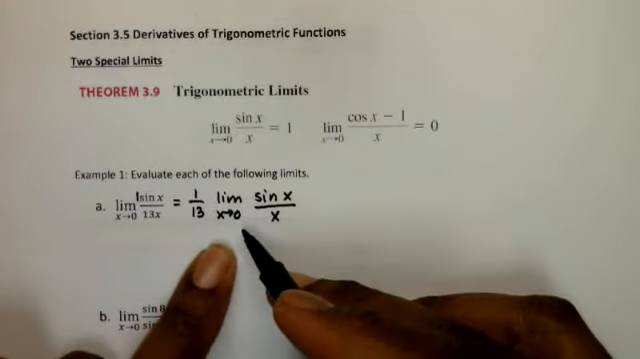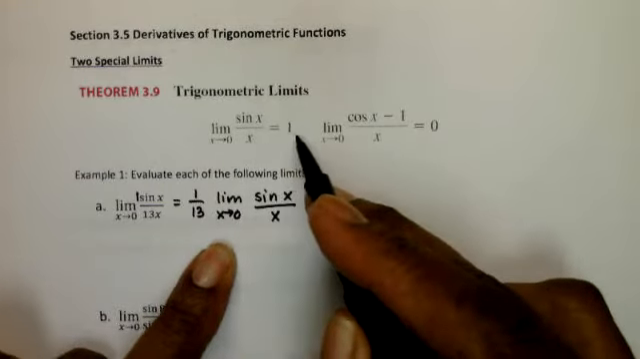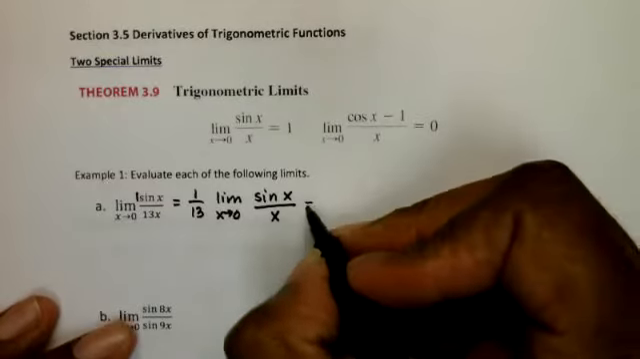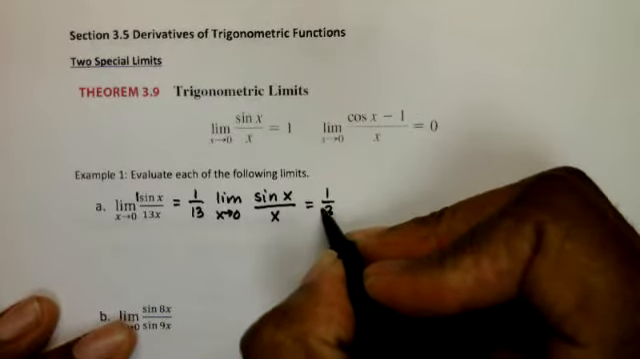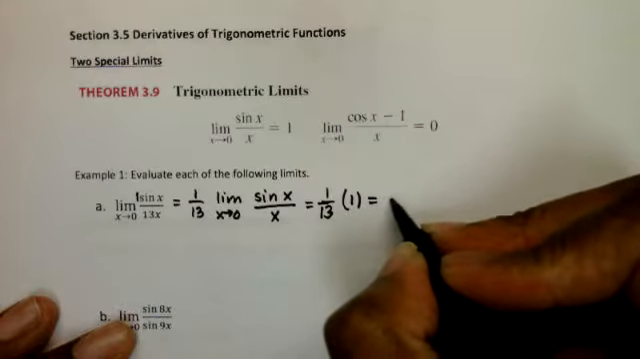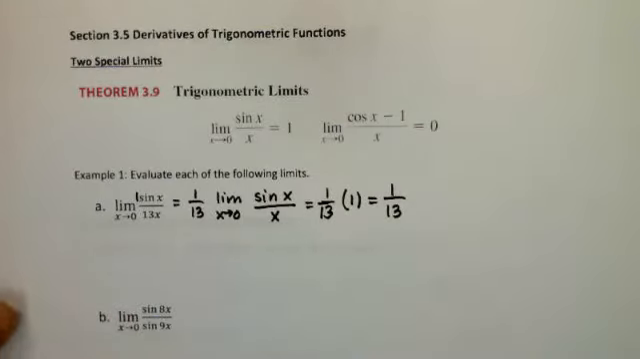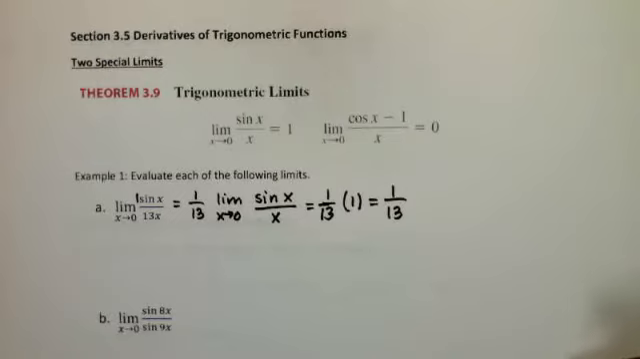And that limit as x approaches 0 of sine x divided by x is this right here, and it equals 1. So I have the 1/13 times 1, which ends up being 1 over 13. So the limit as x approaches 0 of sine x divided by 13x will be 1 over 13. Okay, so that's part A.